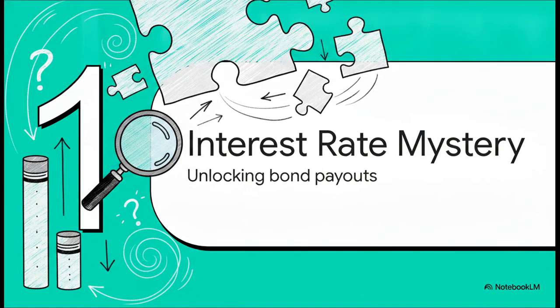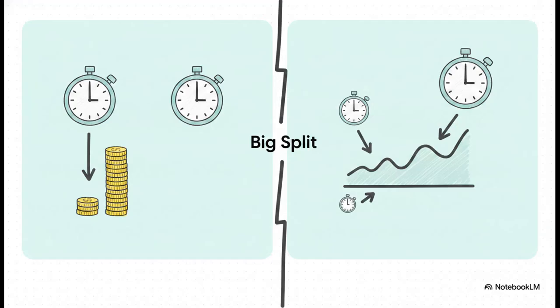Section 1. The interest rate mystery. So, why do two completely different bonds pay out entirely different amounts of money? To figure this out, we have to perform what I call the big split. We essentially need to separate the universe of interest rates into two distinct frameworks. On one side, we have the risk structure. This asks a specific question.